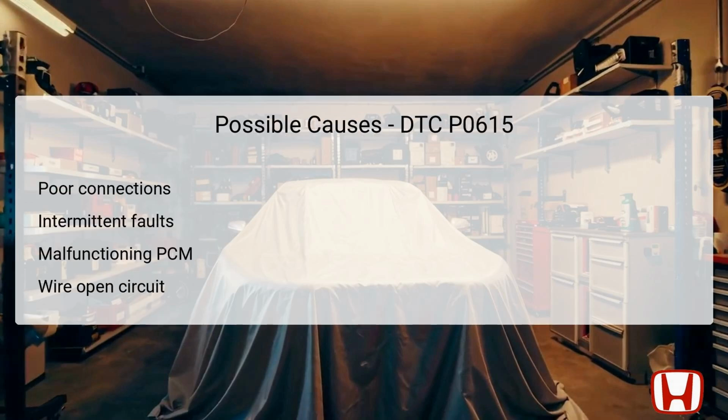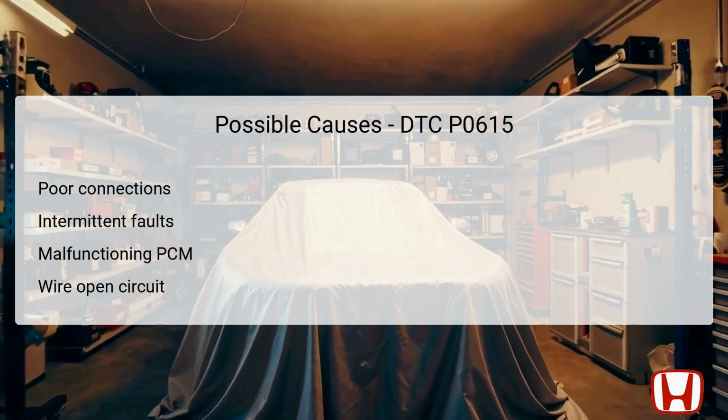There are several potential causes for DTC P0615 that warrant consideration during the diagnostic process. One of the primary culprits can be poor connections or loose terminals at the relay circuit board or the PCM. Such issues can lead to intermittent failures where the system operates sporadically, making it seem as though the vehicle's electrical system is functioning as expected.